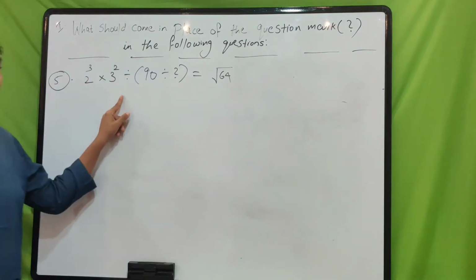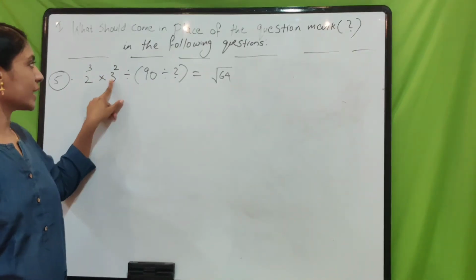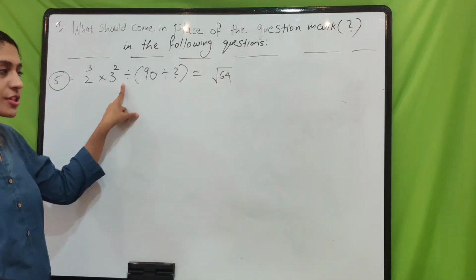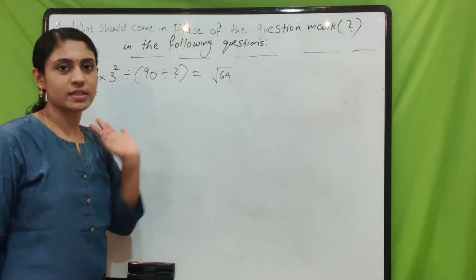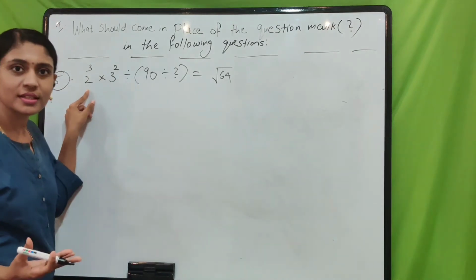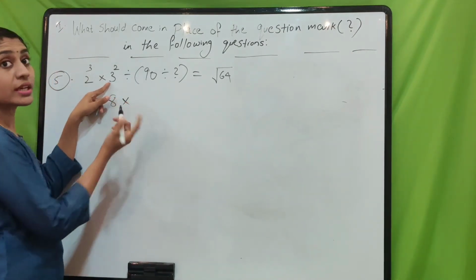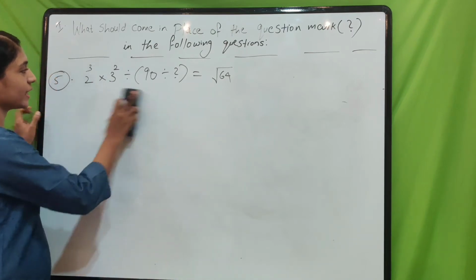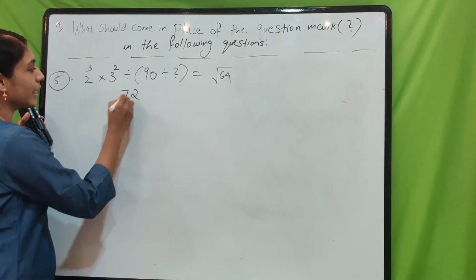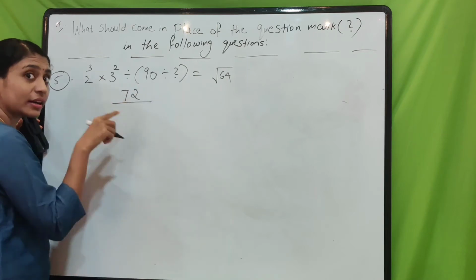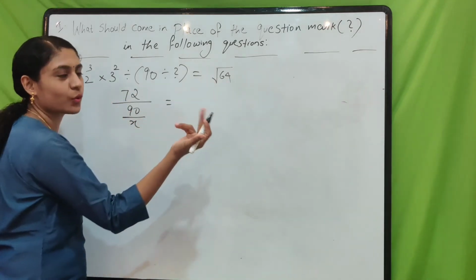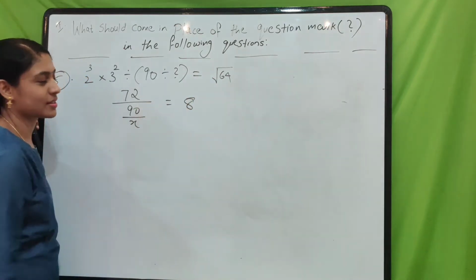So this is the fifth question. Here it is 2 cube into 3 square divided by 90 divided by question mark, and this division is common to this term, right? Equal to root 64. And here 2 cube it is 8, and into 3 square it is 9. So we can directly write 8 into 9, it is 72, right? So 72 divided by 90 divided by x, right? Is equal to root 64, it is 8. Why? Because 8 square is 64.